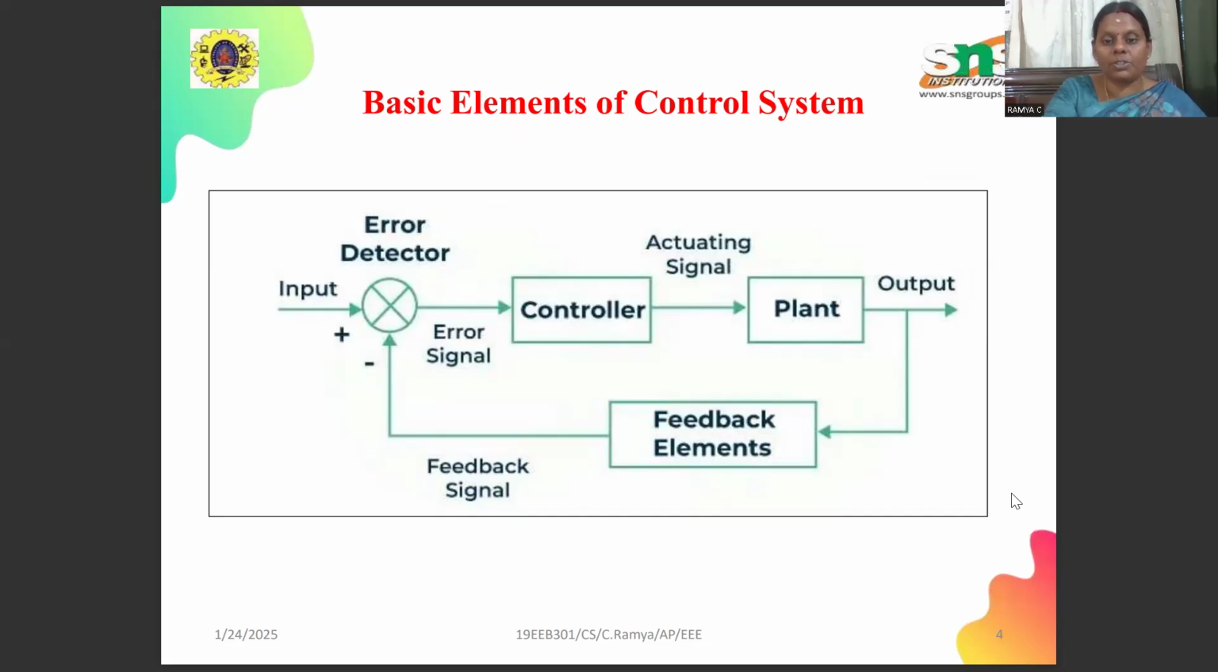The controller will produce the controlled signals, which are again given to the actuator that will produce the actuating signals. That is the kind of signal the plant requires. The actuating signal acts as an input to the plant, and the plant will produce the output. If the output is the desired or expected output, then it will be accepted. If not, the feedback signal is taken from the output, passes through the feedback elements, and is again fed back to the comparator as an error signal.